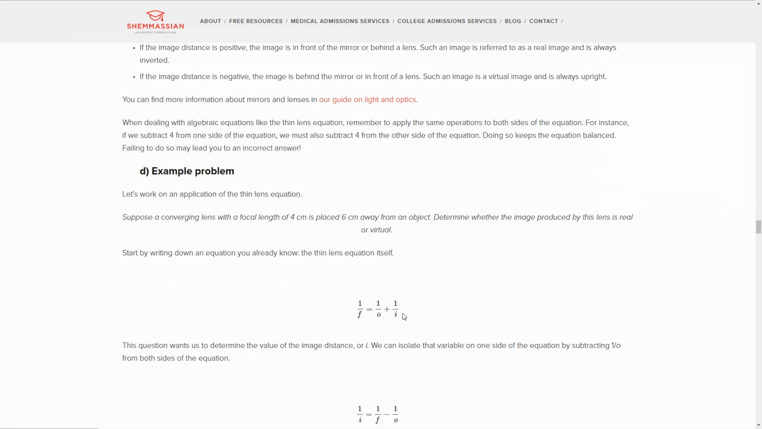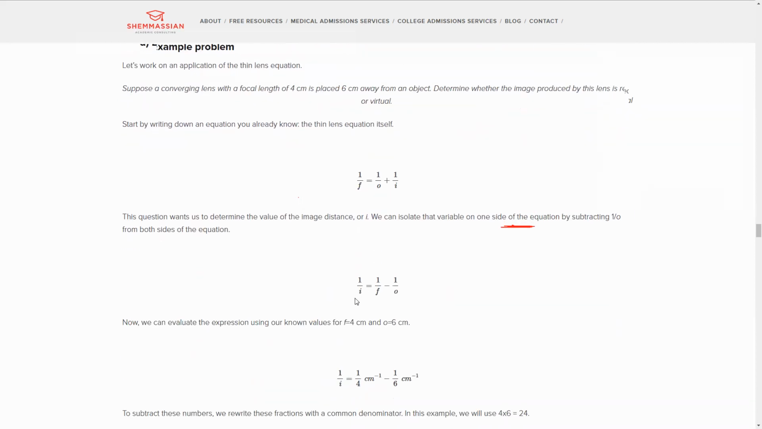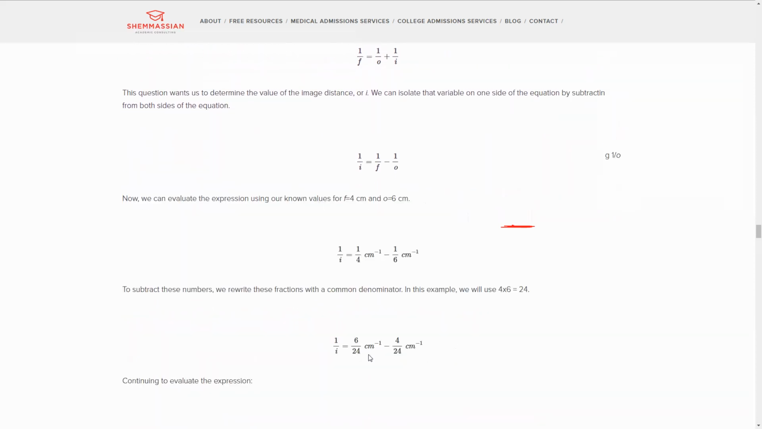So again, remember, we always want to be setting it up so we're solving for what we want to get. In this case, let's start by solving for the image distance. So we're going to rewrite the equation such that the image is on one side, and then we'll plug in our values, 4 for the focal length and 6 for the object distance. And then this needs a common denominator. So 4 times 6 is 24, 6 times 4 is 24.